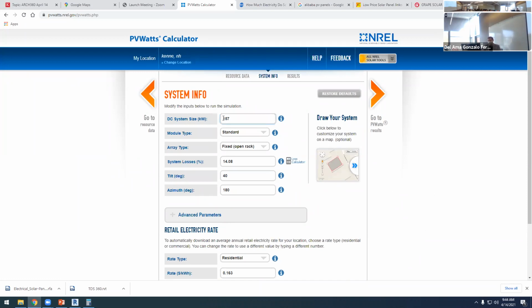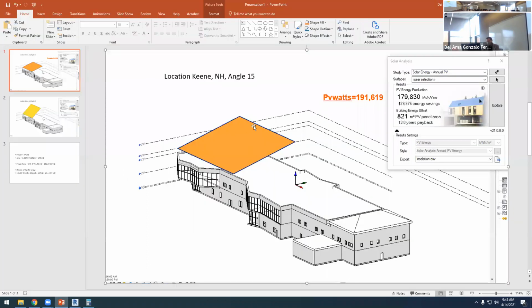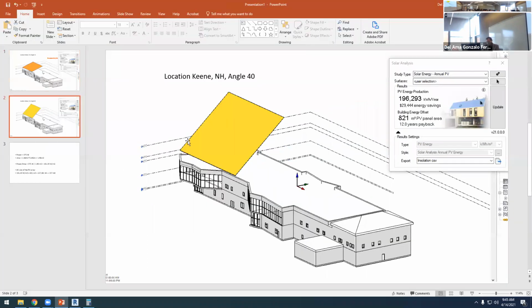Okay, we have the same DC system size. It's an open rack, it's south. And let's do this. And now the total is 205. Okay, in PV watts it is 205, and here we have 196.